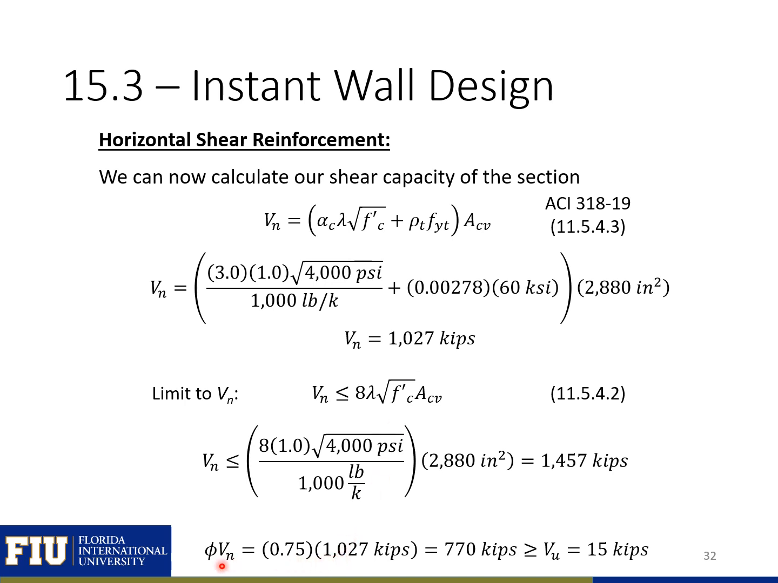We need to take our phi for shear of 0.75 times our Vn of 1,027 kips to get our phi Vn of 770 kips. We can then compare that value to our Vu, and we can see that our phi Vn is greater than Vu, so our design is okay.